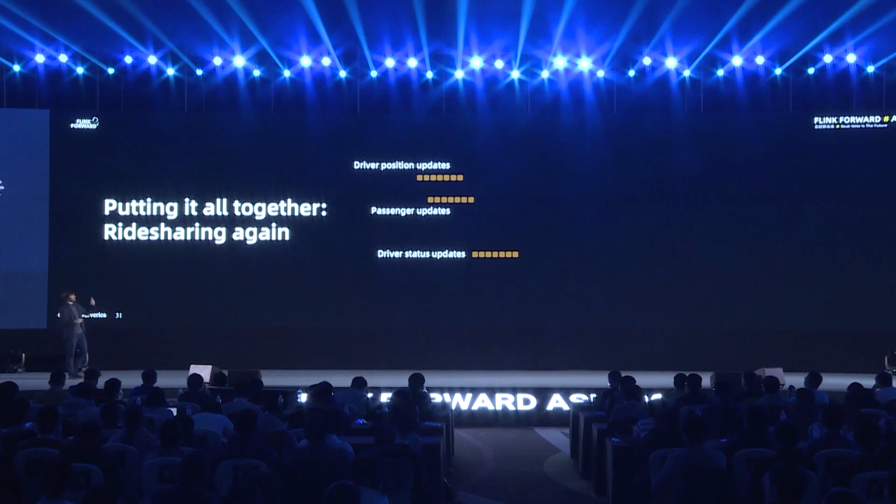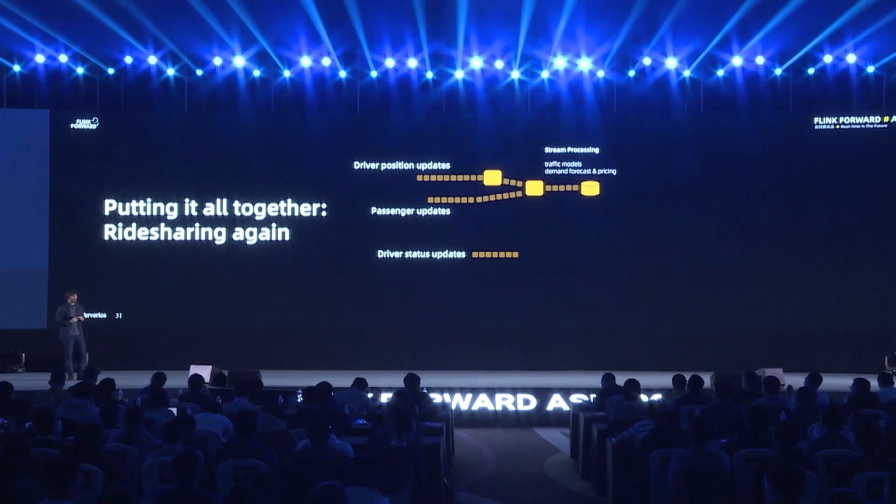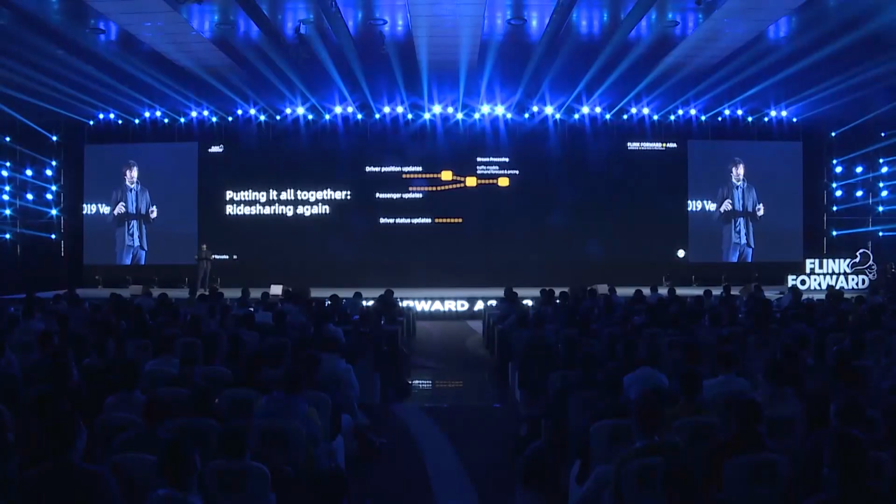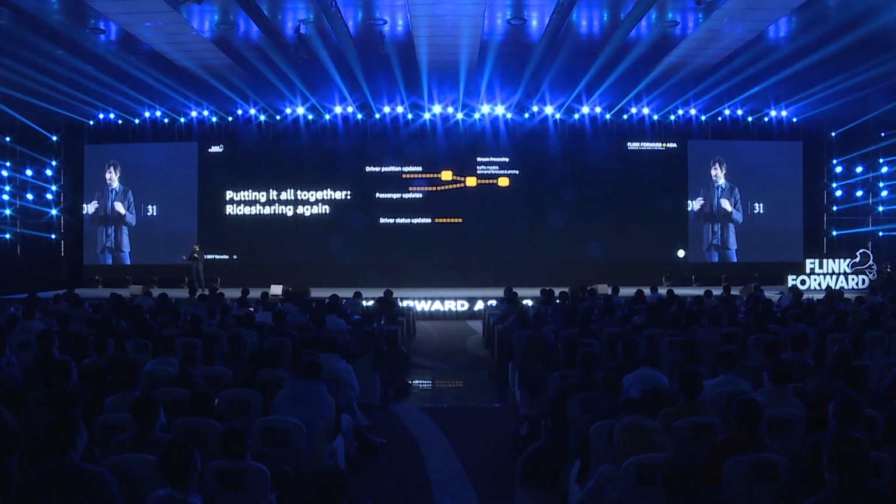And let me try again with a ride-sharing example to show how these could possibly go together. So let's assume we have a few streams. Let's say updates from drivers, updates from passengers, and maybe geolocation updates from drivers. You could, for example, have a stream processing application that combines updates from passengers and drivers to compute statistical models for, let's say, pricing, demand forecasting, the things that you need as input to matching drivers and passengers.